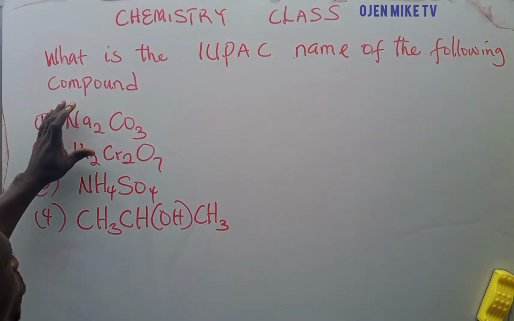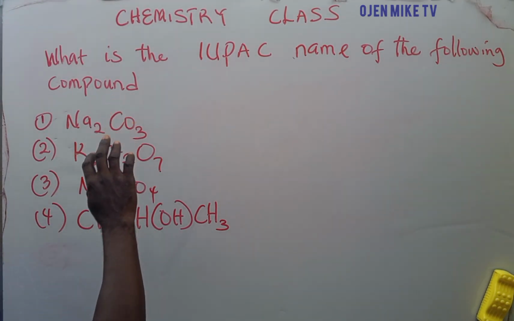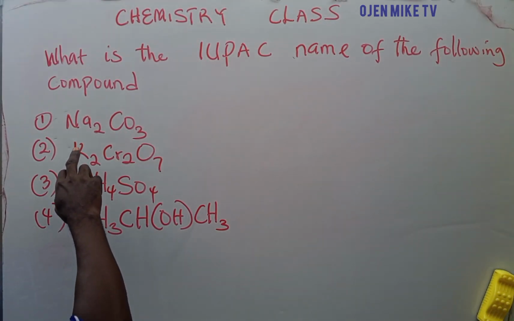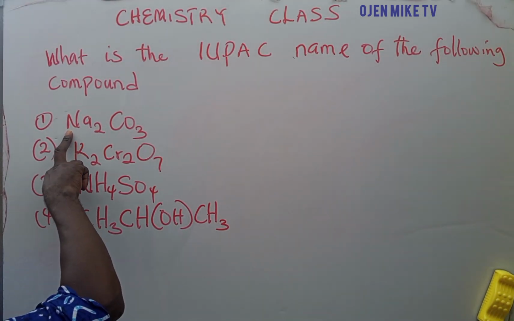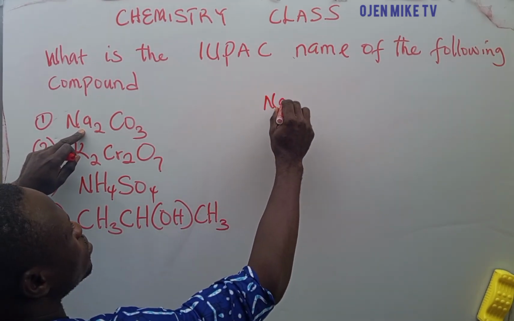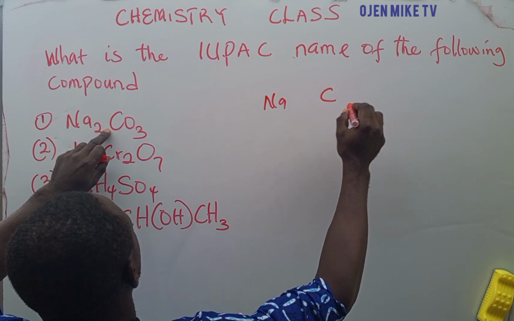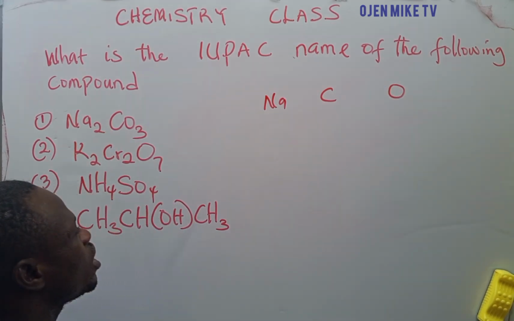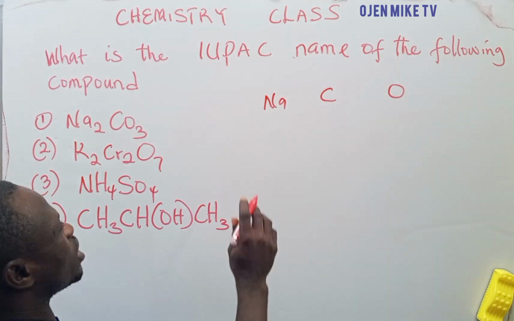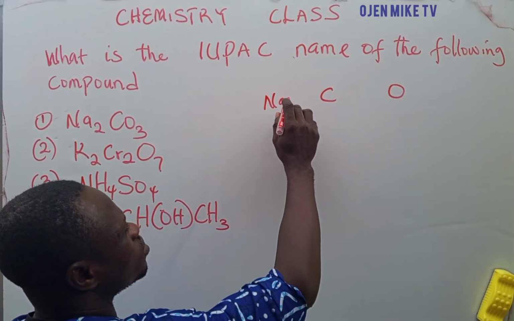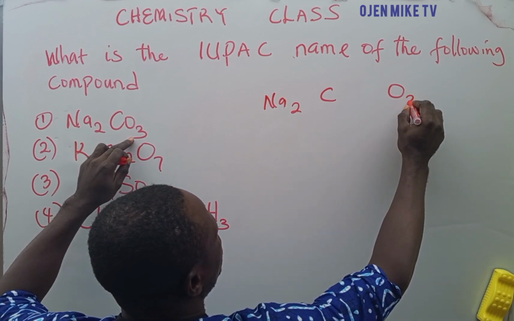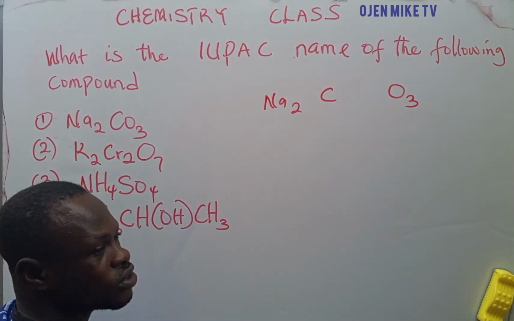Now, I want to name this compound. If you see a compound like this, identify the various elements. What are the various elements that make up number one? We have sodium, we have carbon, and we have oxygen. So we have three elements here. Sodium here is 2, oxygen here is 3, and you combine them together.